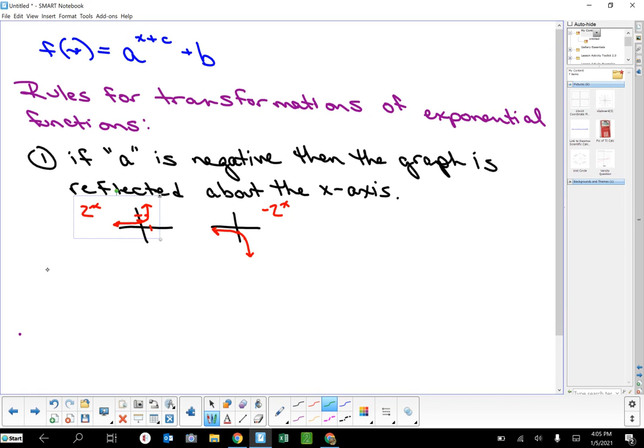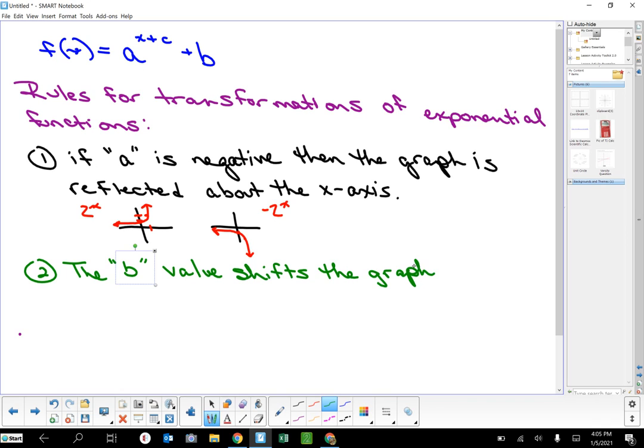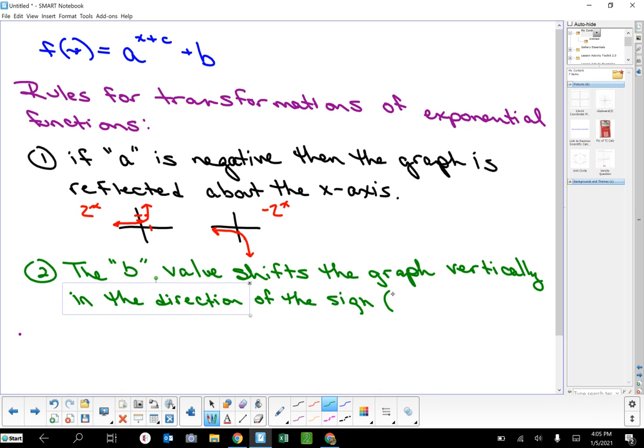Okay, rule number 2. If the b shifts the graph vertically in the direction of the sign, which means positive makes it go up, and negative goes down.